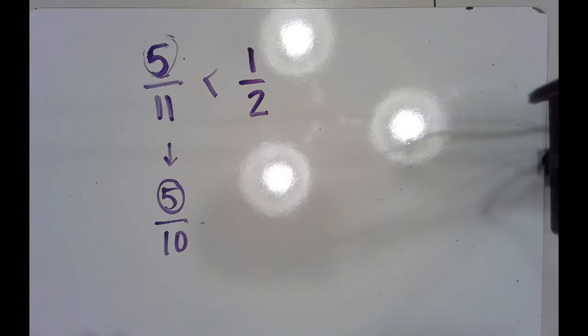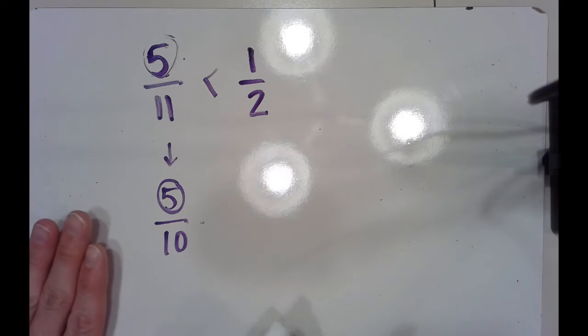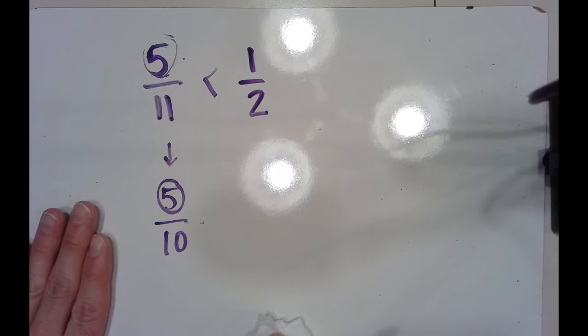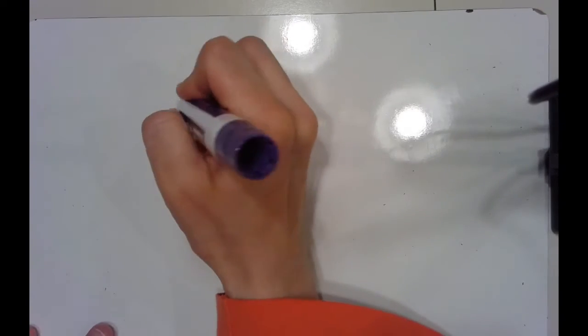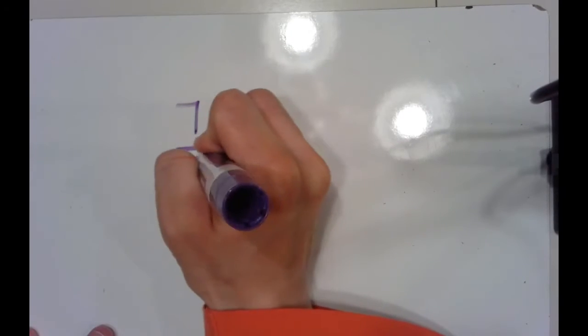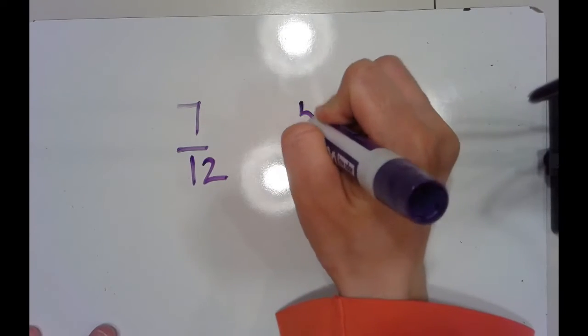Okay, so now we're going to look at problem number 16. And just like in number 15, we already know that 5/11 is less than 1/2. So that's going to help us in problem 16. We already know that 5/11 is less than 1/2. So in problem 16, we have 7/12 and we have 5/11.